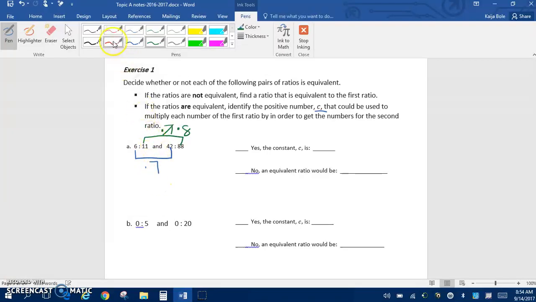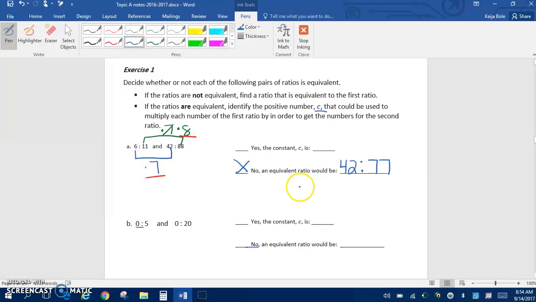So, since both of these numbers are different, times 7 and times 8, we can say that the ratios are not equivalent because they're not multiplied by the same thing. So, now we need to find an equivalent ratio. So, if we think about it, we're going to keep our 6 and 11. We know that the 42 is a good number. So, now the one thing we need to change would be the second number. Rather than 88, we want it to be 11 times 7, which is 77. So 42 to 77 is an equivalent ratio.